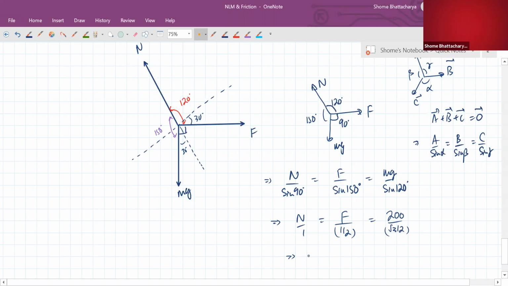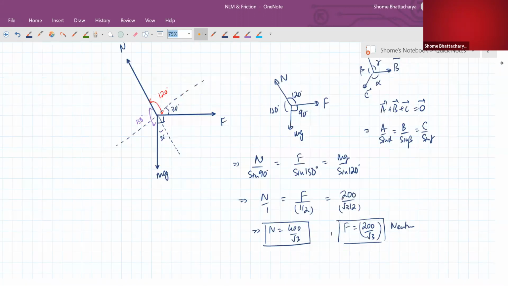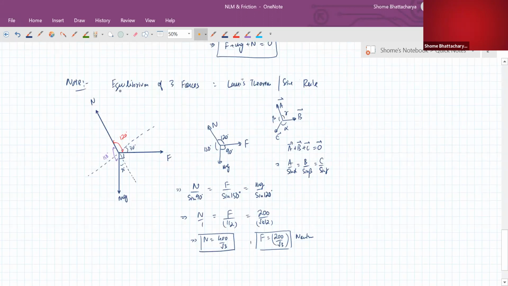So as you can see, N will be equal to 400 by root 3 in magnitude, and F will be equal to 200 by root 3 newtons in magnitude. So these become the solutions for this. So this is what I would say is the best method of solving this particular problem, because you're just solving for equilibrium of three forces. So you don't need to get into resolution and all that. You can use this very easily.